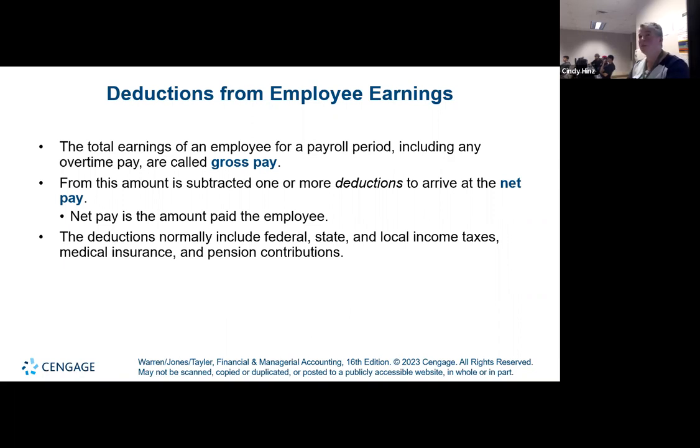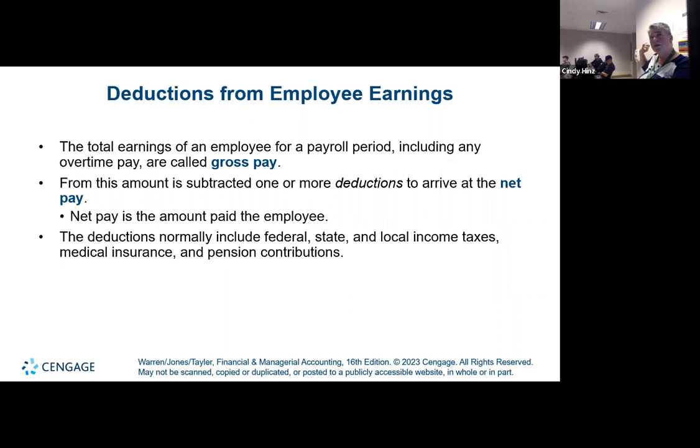But if you've ever had a job, you're all aware that net pay is the amount that actually lands in your bank account or lands in that check if you receive a paper check from your work. So the difference between gross pay and net pay is referred to as the deductions. And you can see on the final bullet point on this screen what some of those deductions might be: federal, state, local income tax, medical insurance, pension, any other retirement contributions, or anything else that you know of that might be withheld from your paycheck?